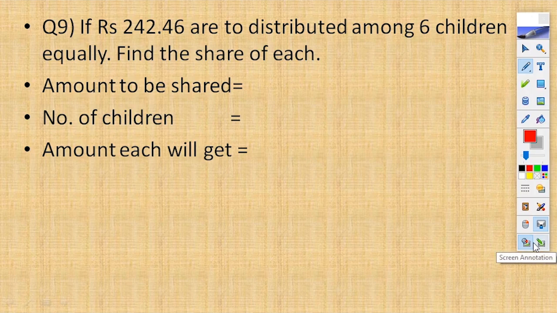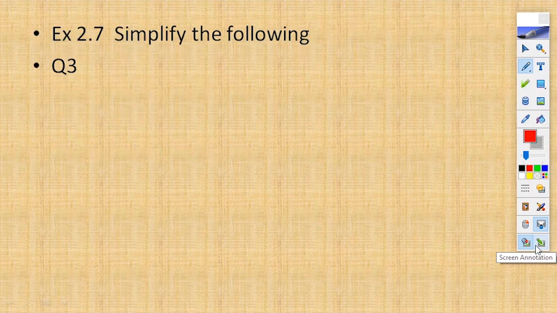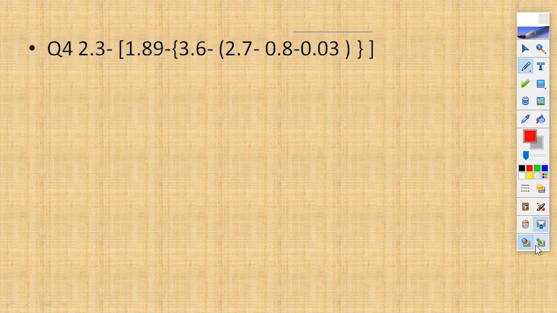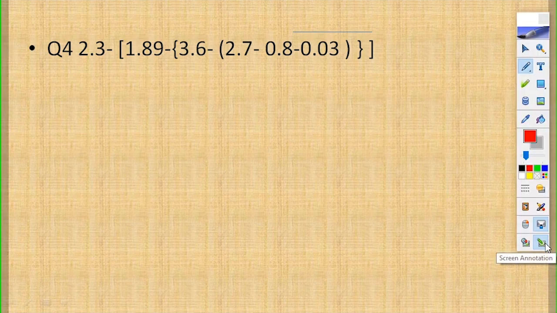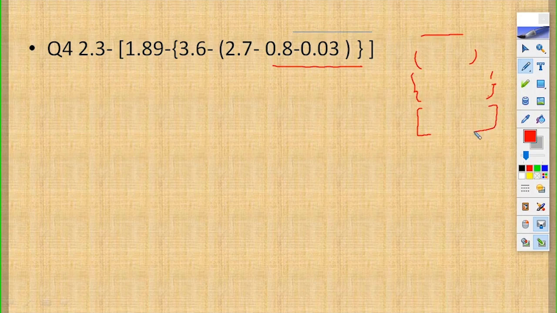Question for simplify. So when you are doing this one, we need to first solve the line bracket and then the common bracket. Line bracket will be over the numbers. Then you have the common bracket, then the curly bracket, and then the rectangular bracket. This is the order. So first I will solve 0.8 minus 0.03, the line bracket.